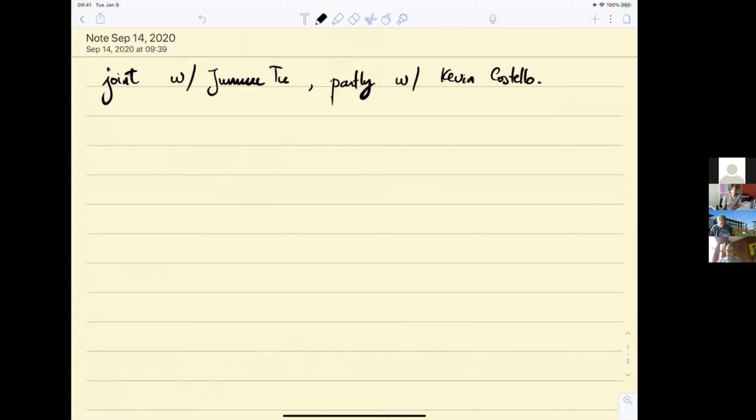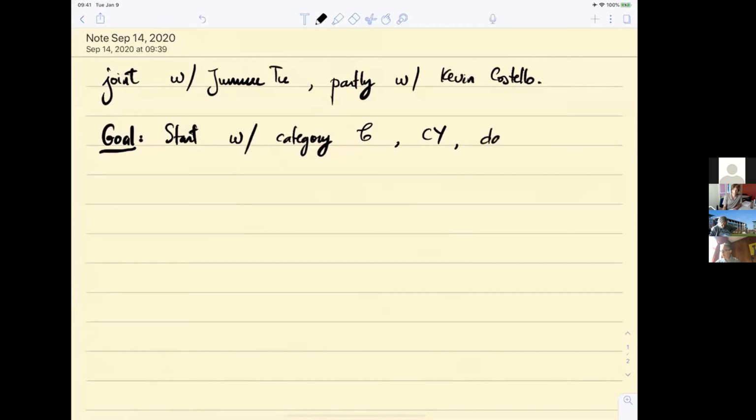So let me begin easy and say what our goal is. Our goal is to start with a category, C, which should have some properties, which right now I'm going to sweep under the carpet, but it's things like maybe Calabi-Yau would be very important. And it's not going to be just a category, it's going to be something like a DG or A infinity category. So it has some enhancement, some extra data, but let's not worry about this for now.